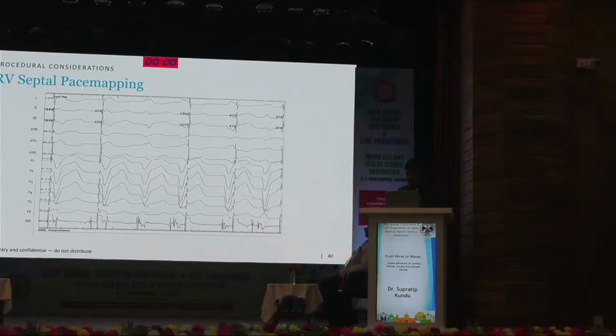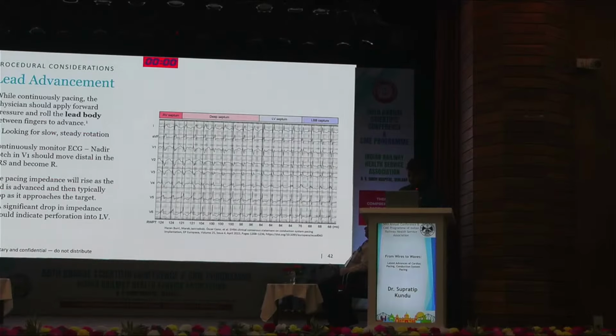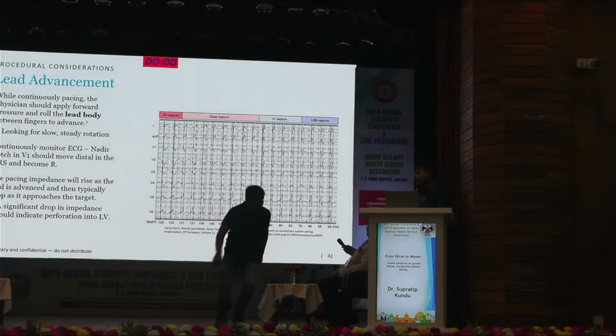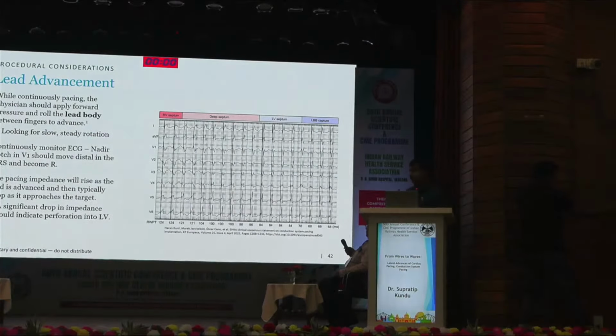So these are the steps of advancement. And another important thing is the current of injury we should measure. If the current of injury drops down sharply, then there is a chance of perforation.